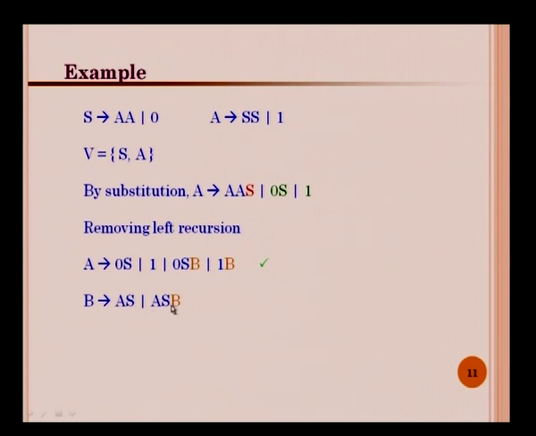So this time we will be having the grammar of the form: the first rule is S derives AA or 0. The second rule is A derives 0S1, 0SB or 1B, and B derives AS or ASB. But still we find that the grammar is not in Greibach normal form, as S is starting with a variable A, and B starts with a variable, once again A. So we should go for the substitution now.